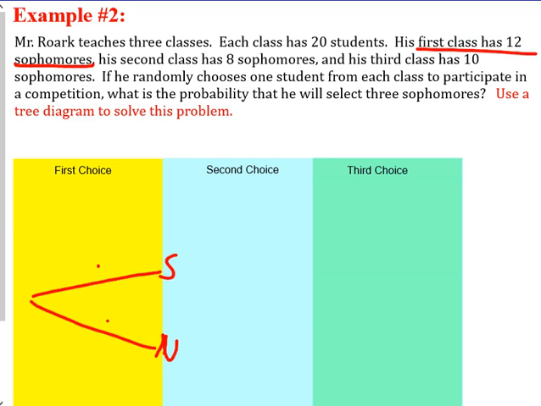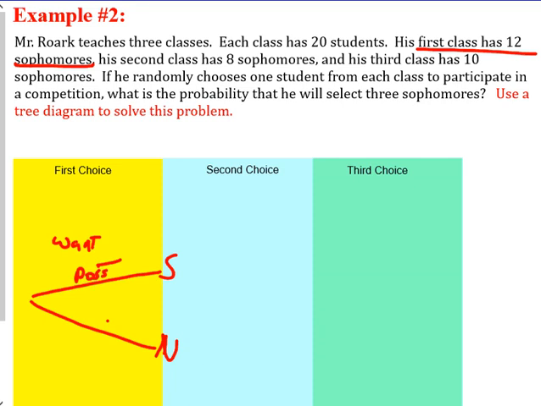There. First class has 12 sophomores, so what do I put as my first choice? How many out of how many is his probability of getting a sophomore? How many sophomores are there? That's what I want. Whenever you get stuck, always go back to what I want over what's possible.